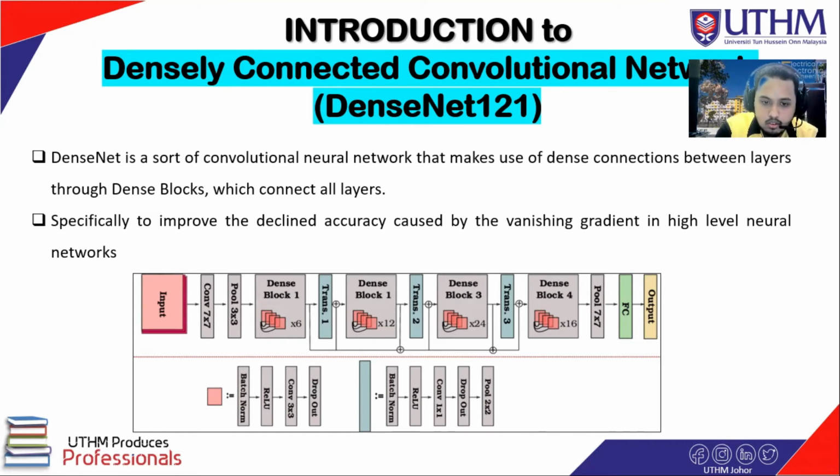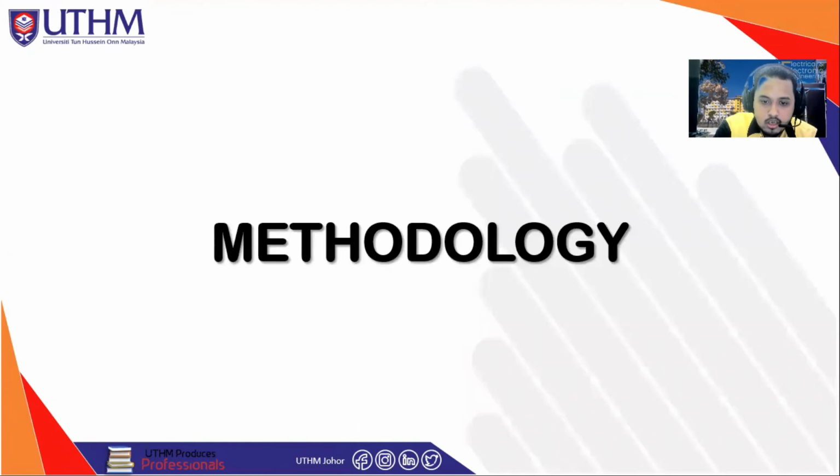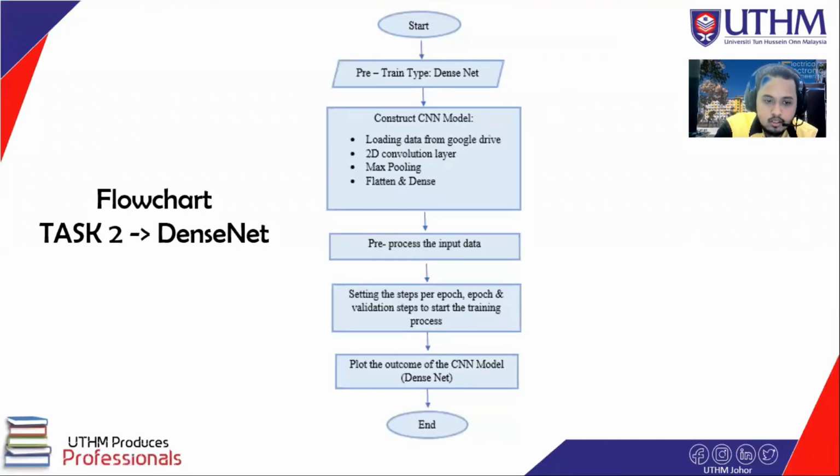Okay, so for the methodology, this is the flowchart for the DenseNet. As usual, we begin from the start, and then we pre-train by using DenseNet. And to construct the CNN model, we just load the data from Google Drive. Next, the 2D convolution layer.